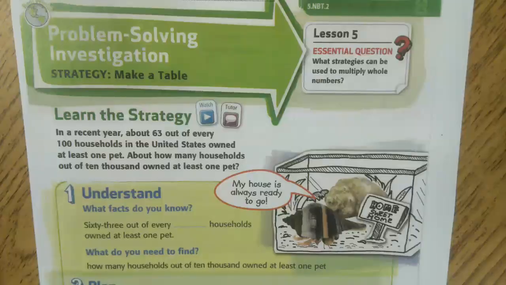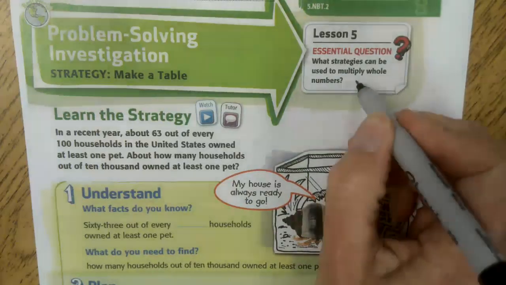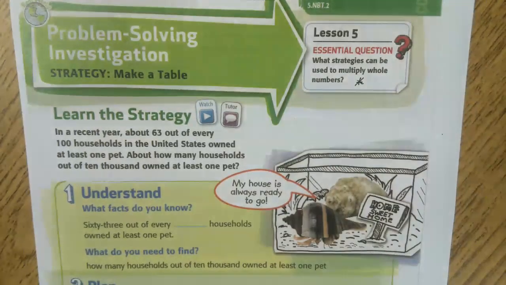All right, welcome back, fifth graders. This is going to be your chapter 2, lesson 5 lesson. The essential question is still the same. What strategies can be used to multiply whole numbers?